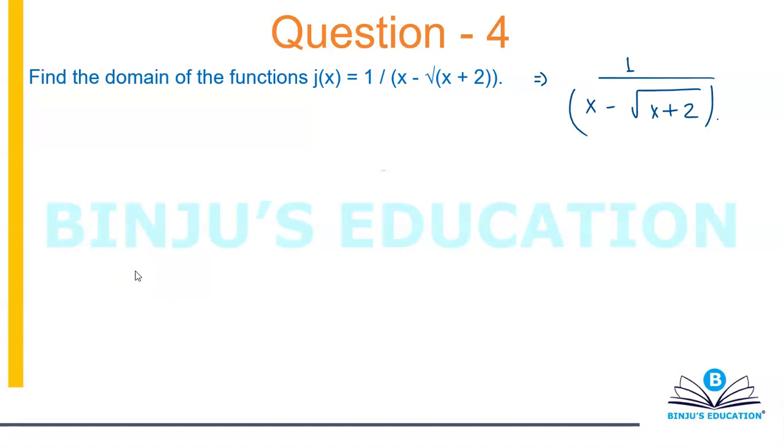Alright, let's try this one. The point is you have to take care of the 1 over function and you also have to take care of the root. So there is the root part you have to take care of, and the entire 1 over f(x) part you have to take care of, and whatever is the common solution to both will be my answer. Okay, let's start with the root part.